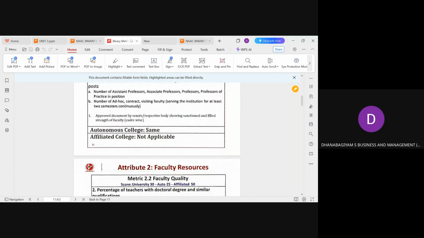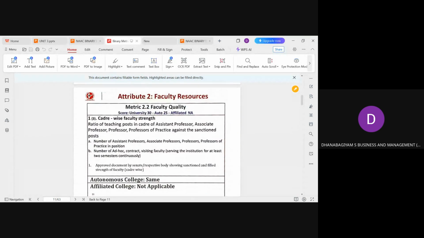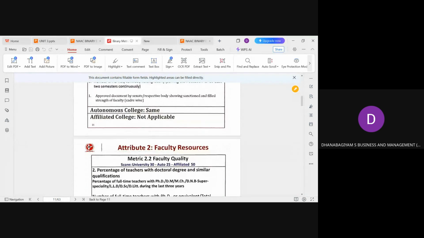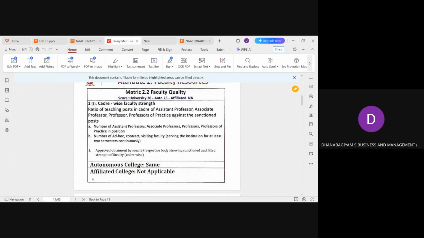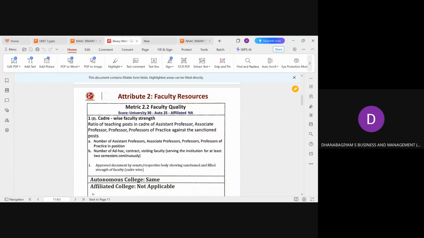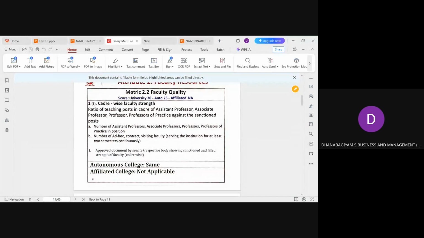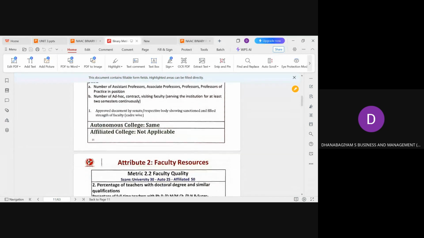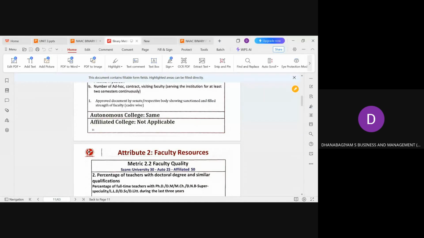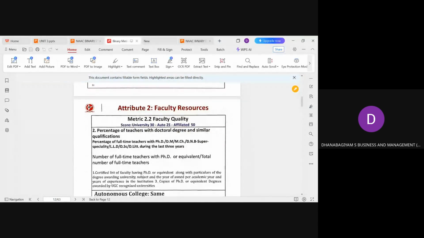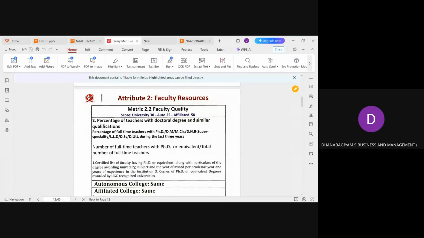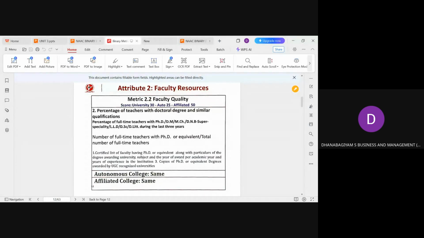So likewise, we should have the faculty ratio. Eventually we have to balance assistant professor, associate professor, professor, and professor of practice, and similarly ad hoc, contract, or visiting faculty. For many of the language courses, we can go for having some ad hoc or visiting faculty. And next we have the faculty quality. How do we measure the faculty quality? Here, faculty quality or the resources.